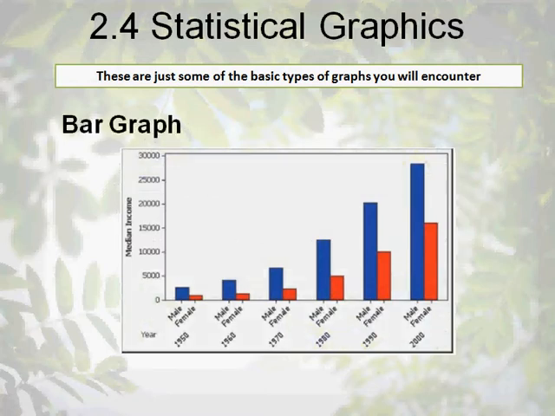Bar graphs use bars of equal width to show frequencies of categories or categorical data or qualitative data. The vertical scale represents frequencies or relative frequencies. The horizontal scale identifies the different categories of qualitative data. Many times, two or more sets of bars are used to compare different data sets, such as in the graph you see here.